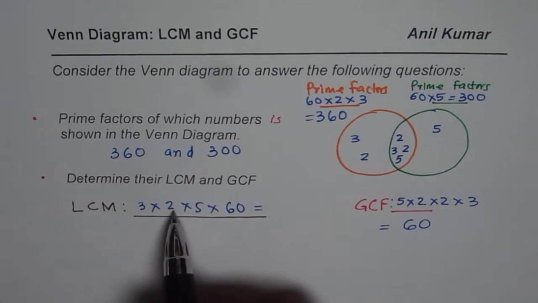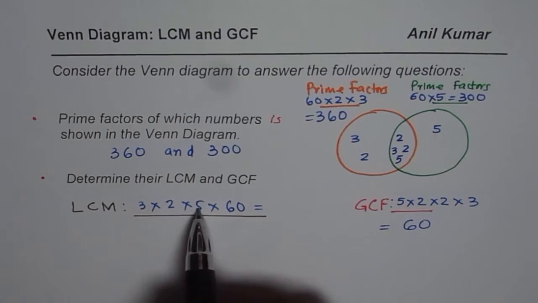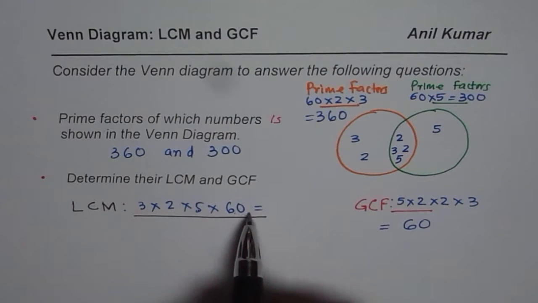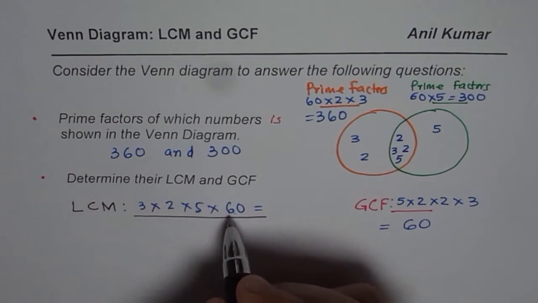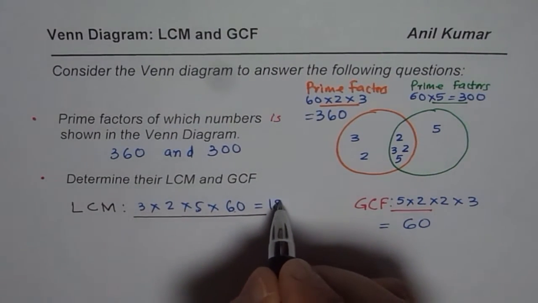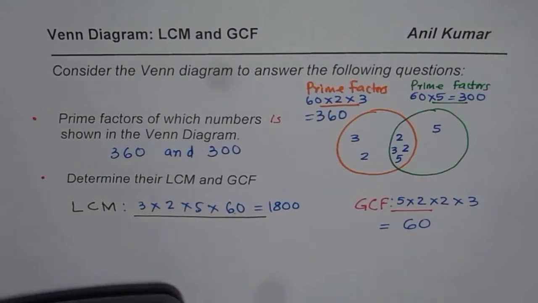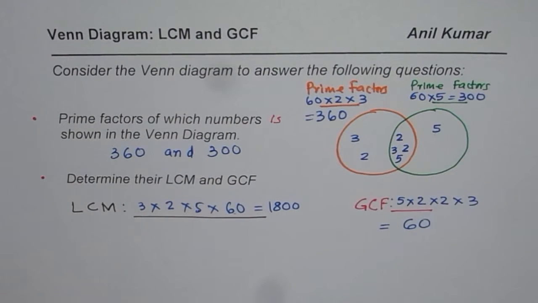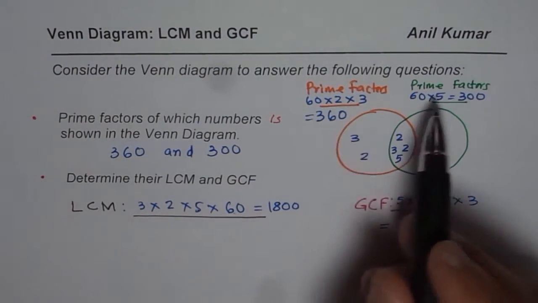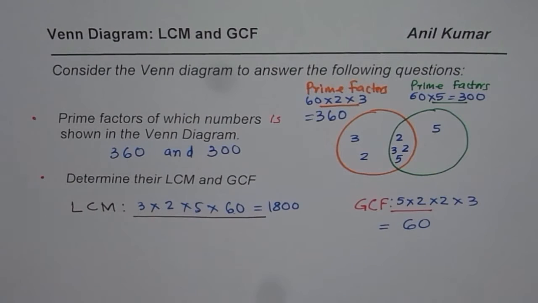So 5 times 2 is 10. 10 times 60 is 600. And then we have to do times 6. So instead of 600, it will be 1800, right? But it's good to do with calculator. We'll do 3 times 2 times 5 times 60 equals 1800. So the lowest common multiple for these two numbers is going to be 1800.